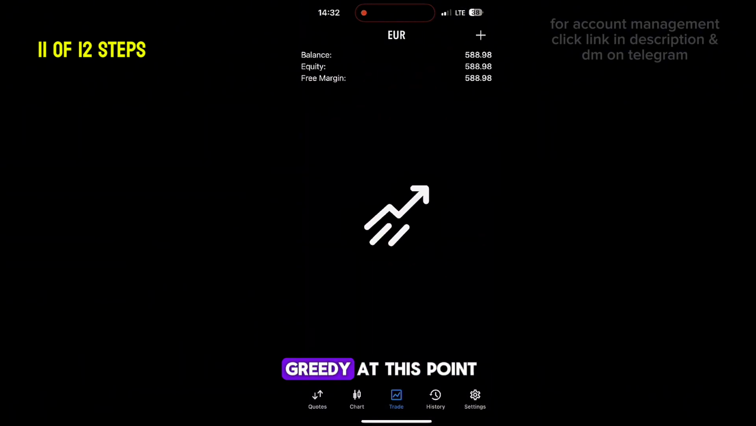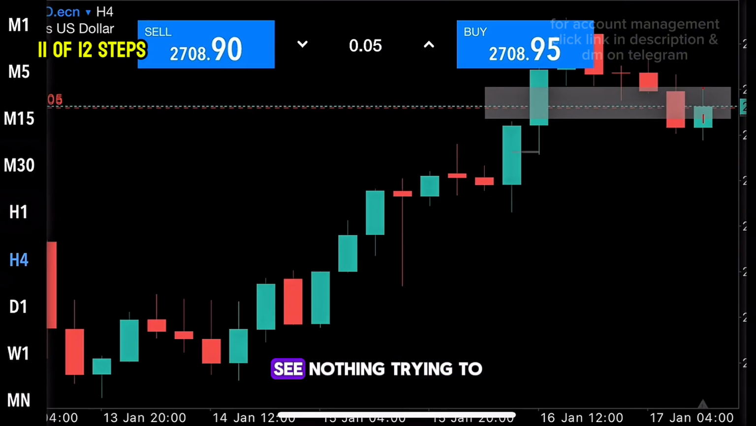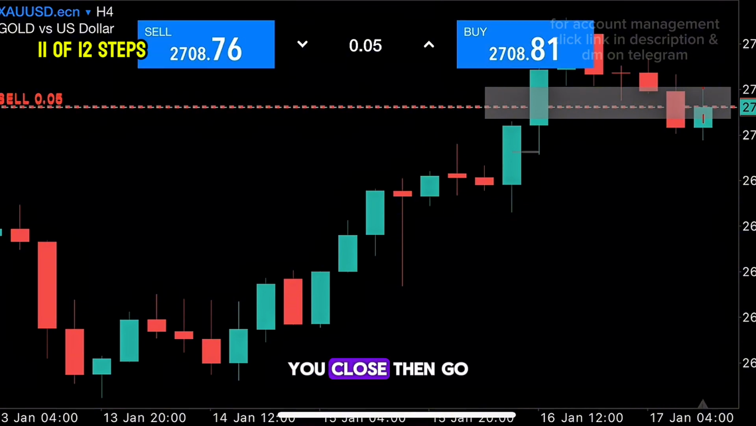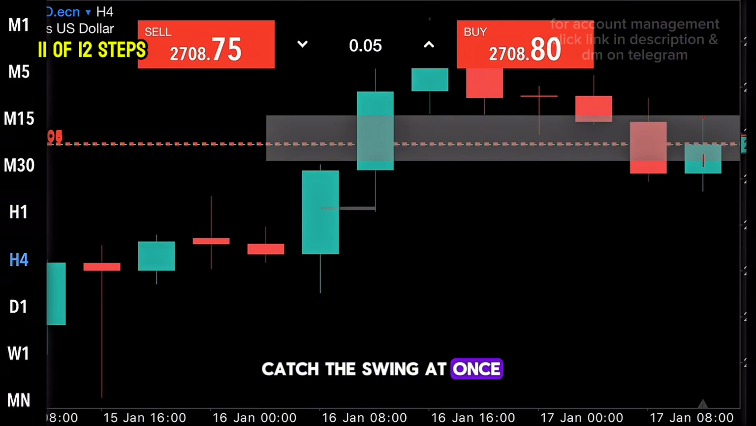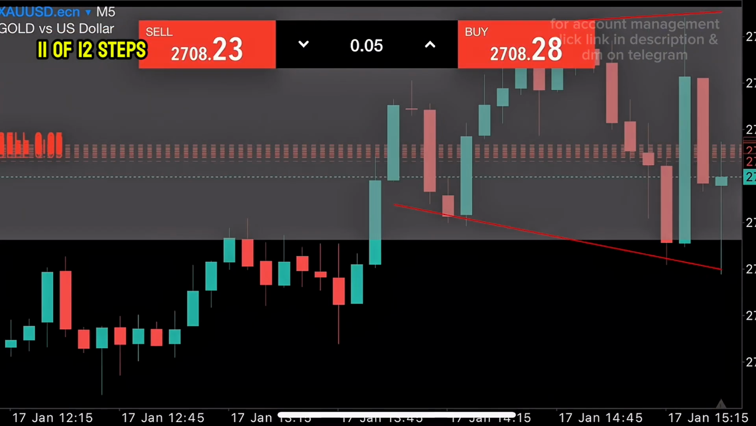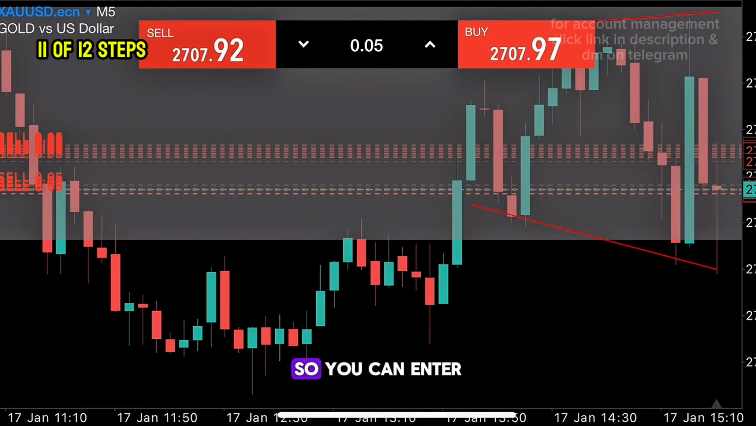And I was not greedy at this point. I closed because it's better to see 10% than see nothing trying to chase an extra 5%. So I closed again. And then when price went back, I hit it again. That's it. It's better you close, then go back. When it goes back up, you hit it again, instead of trying to catch the swing at once. Because when price gets back up again and you hit it again, you have a bigger balance. You understand? You have a bigger balance, so you can enter more positions.